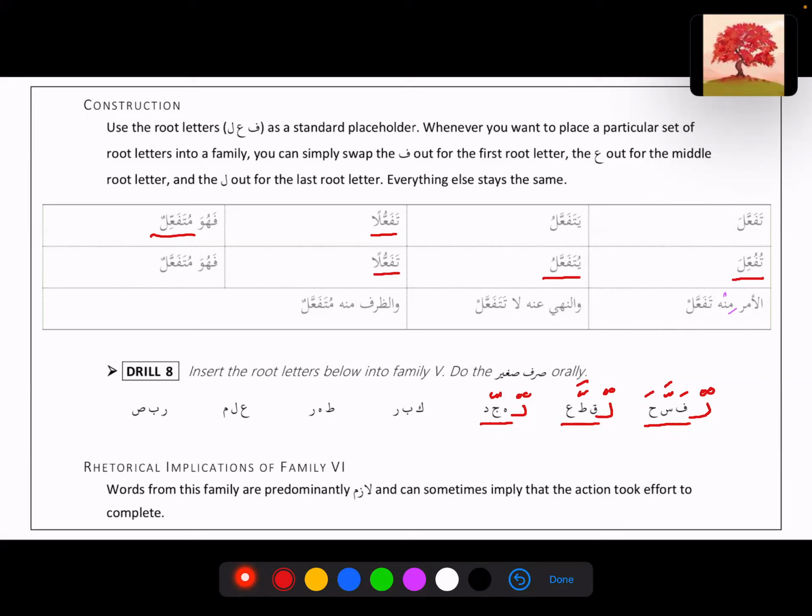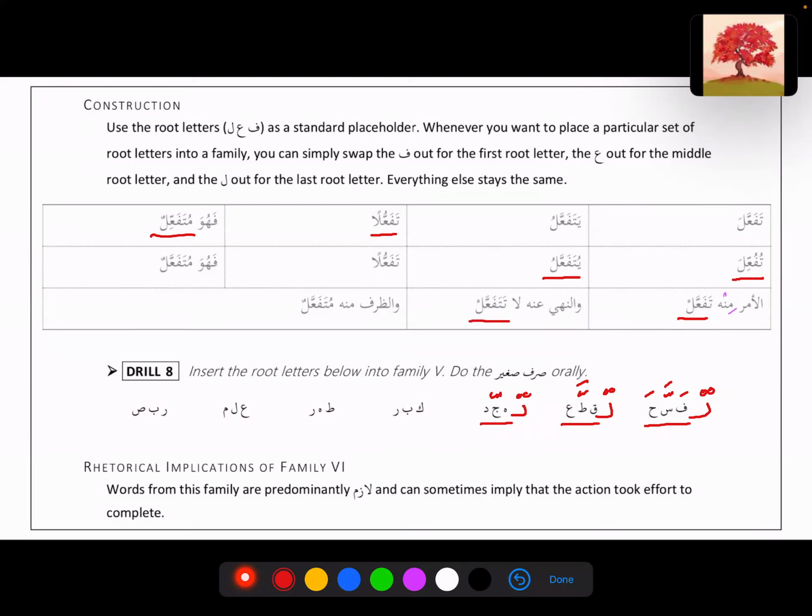Sorry. Tahajjudan. Al-amru minhu tahajjud, with the ta, sorry. We say tahajjud. The masdar is actually tahajjudan, right? Tahajjud is basically the command. Subhanallah. Next, nahi anhu: la tatahajjud.